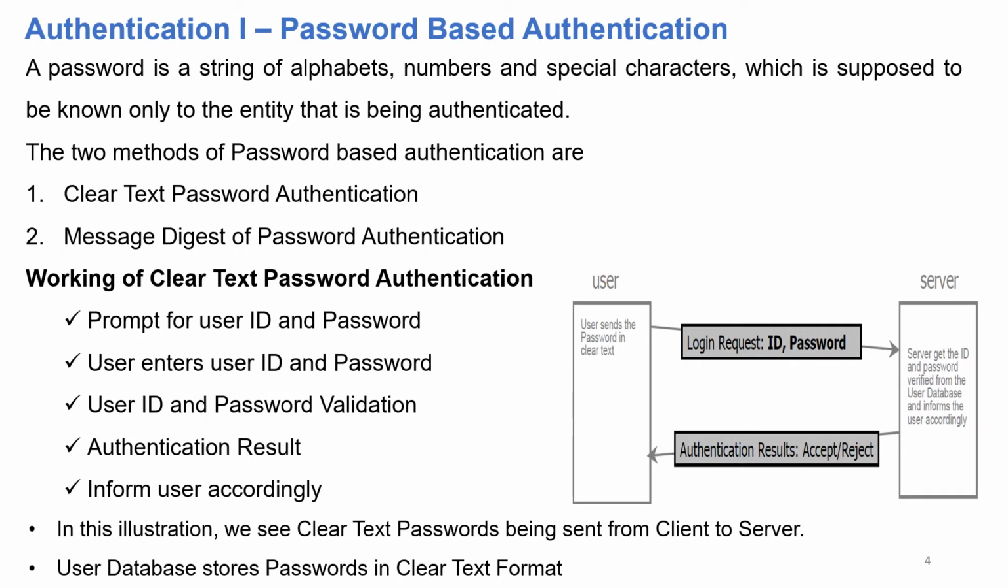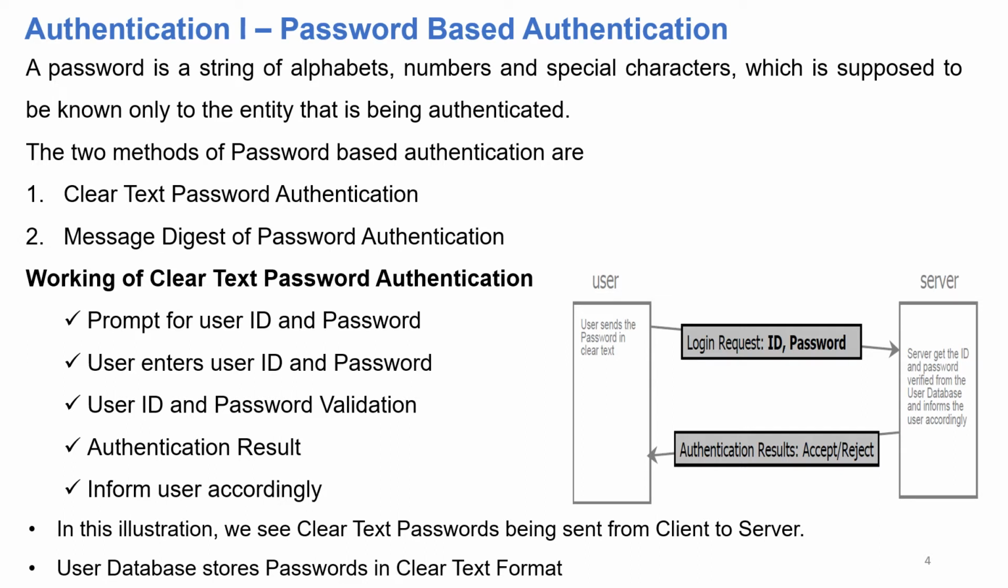Next, under authentication, we have two kinds of authentication. One is password-based authentication, and the next is message digest of a password authentication. Now what is a password? We all know that a password is a string of alphabets, numbers and special characters, which is supposed to be known only to the entity or the person that is being authenticated. All of you have Gmail or Yahoo account passwords, which comprise a string of alphabets, numbers and special characters, which technically is supposed to be known only to you.